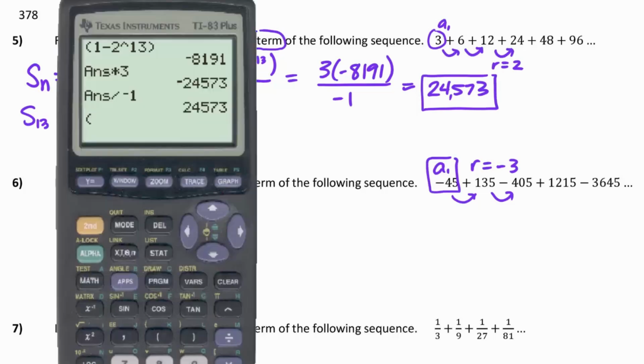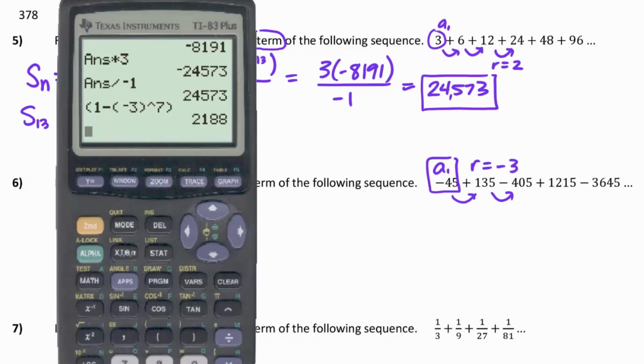So typing that in, 1 minus, make sure that you're putting parentheses because negative 3, negative tripling, to the 7th power, that is going to end up as a negative amount. Whereas if I were using an even number, taking a negative to an even power ends up positive. So the end result, creating a negative of a negative, is 2,188.